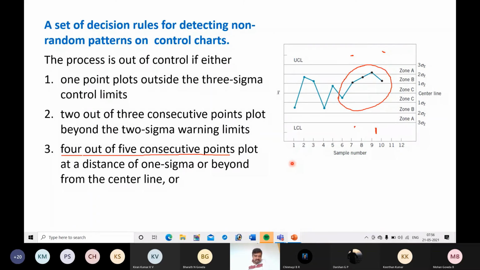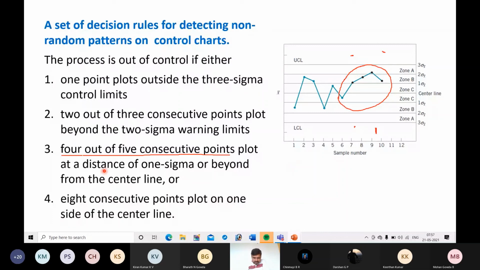Next, 8 consecutive points plot on one side of the center line. Here we don't have that, here only 4 points. So this is not applicable for this control chart. So we have 1 rule applicable.